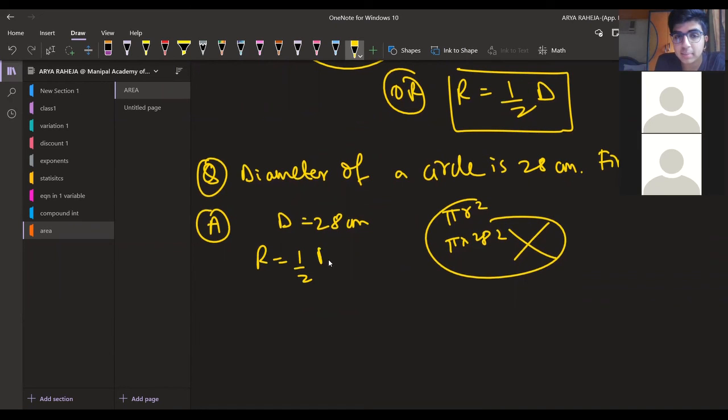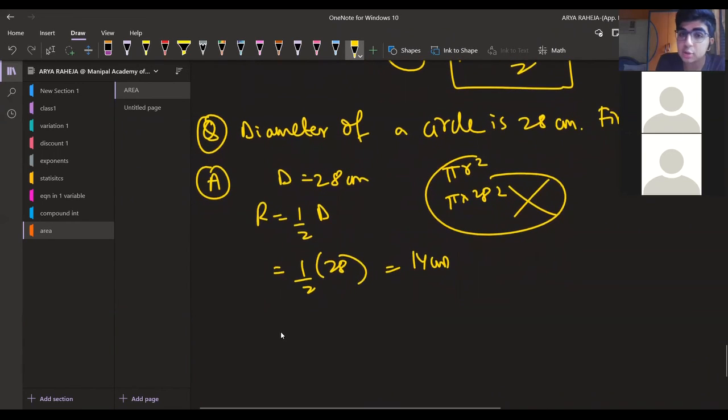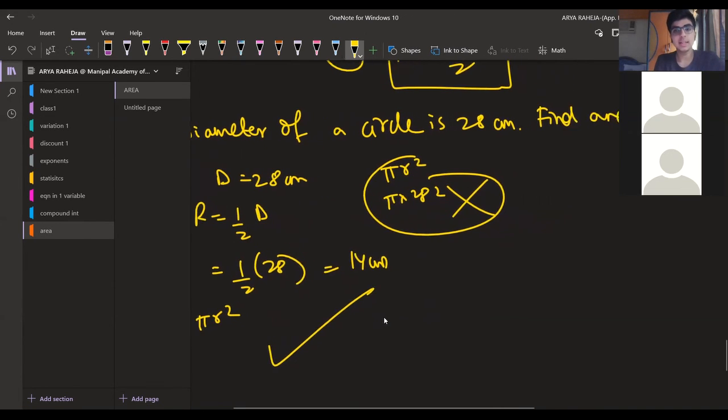Radius is half of diameter. So half of 28 is nothing but 14 centimeters. Once you get the radius as 14, then you put pi r square. So 22 upon 7 into 14 square. Then you will get the correct answer. Okay, so write this example.